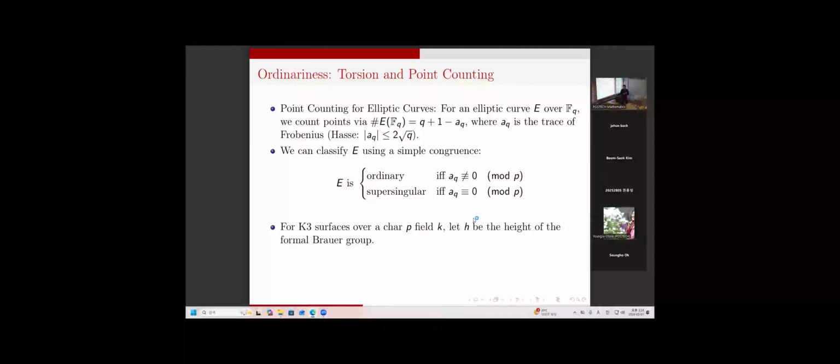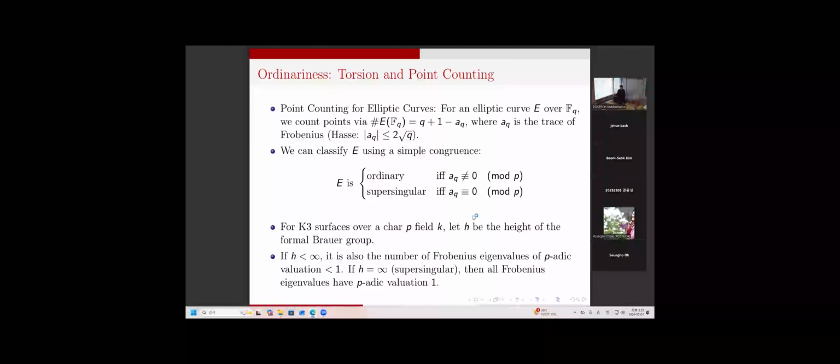If you're familiar with this kind of thing, you know that another way to say this, for elliptic curves, is that the formal group of your elliptic curve is the formal torus if you're ordinary, and it has height 2 if you're supersingular. So we can extend this to the case of K3 surfaces. Now you take a K3 in characteristic p, and let the height be that of the formal Brauer group. So this is some analog of the formal group of an elliptic curve.